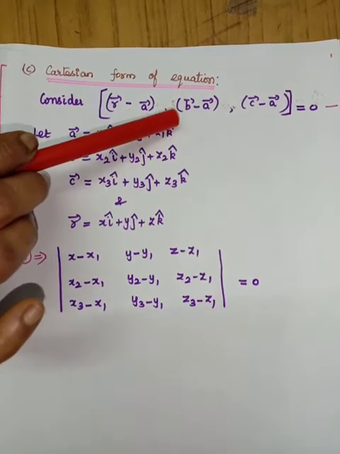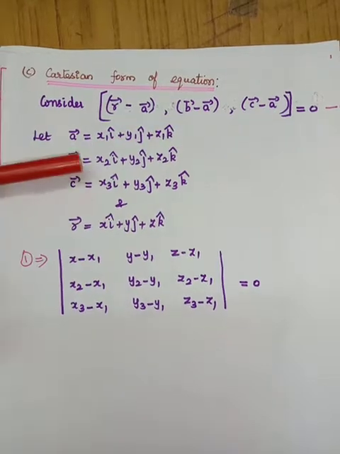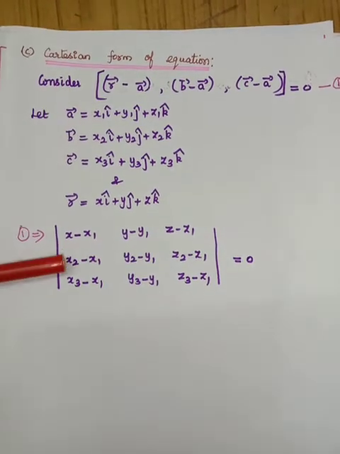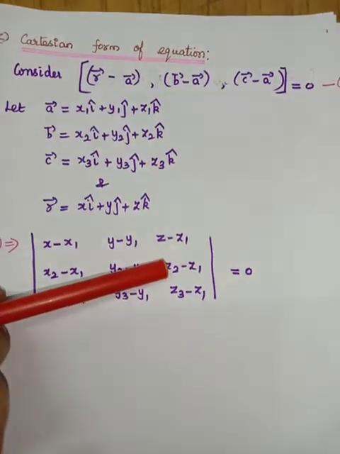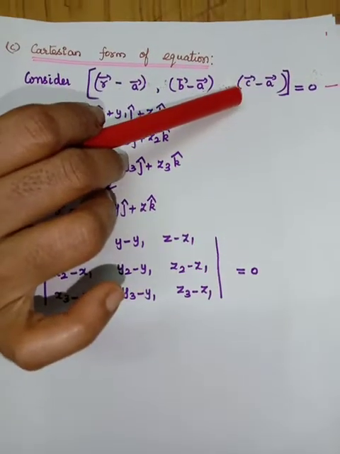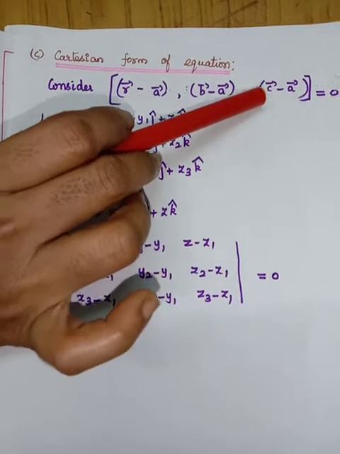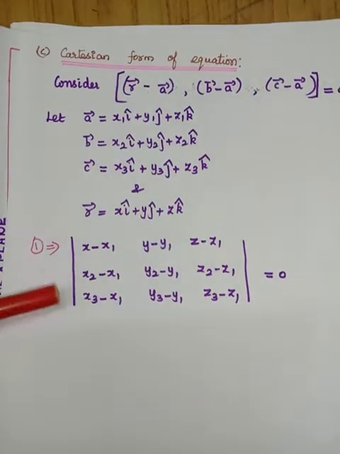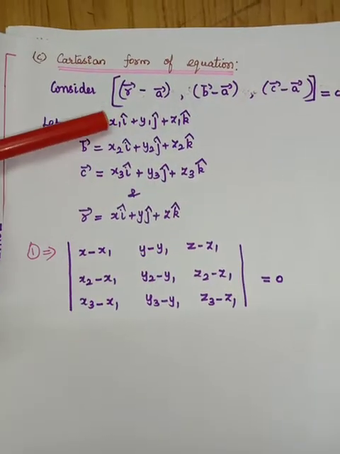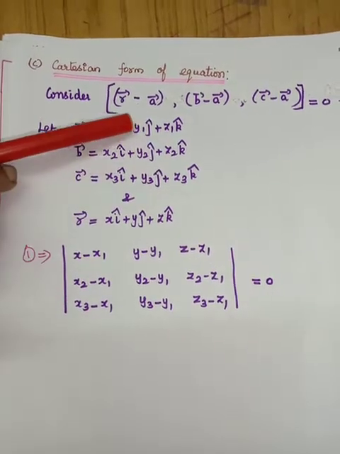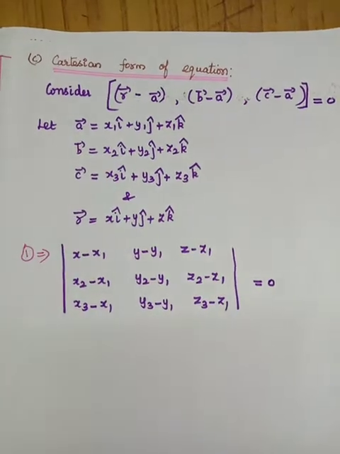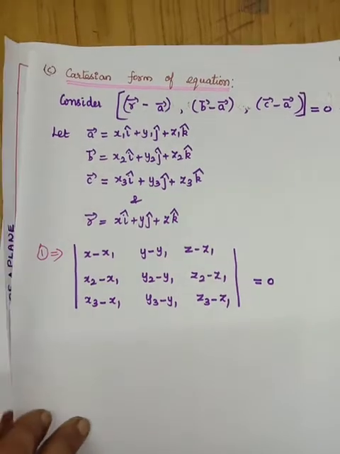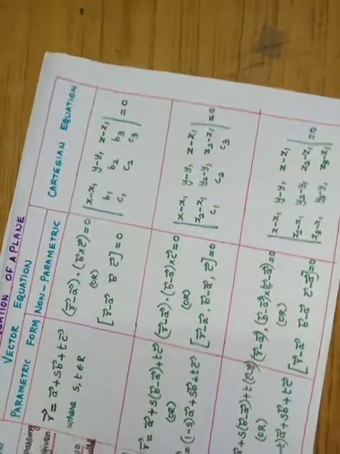What is the next vector? B vector minus A vector. So it will be x2 minus x1, y2 minus y1, z2 minus z1. Come to here the third vector components. The third vector is C vector minus A vector. So whose components are x3 minus x1, y3 minus y1, z3 minus z1, which is equal to 0. Okay, so in the same way, I have tabulated the results.